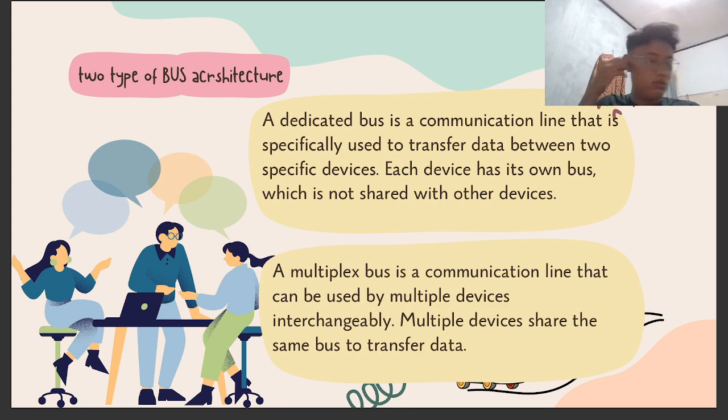Okay, next, two types of bus architecture. A dedicated bus is a communication line that is specifically used to transfer data between two specific devices. Each device has its own bus, which is not shared with other devices. The first is the dedicated bus, and the second is the multiplex bus. A multiplex bus is a communication line that can be used by multiple devices interchangeably. Multiple devices share the same bus to transfer data.